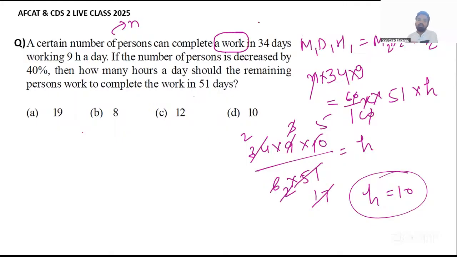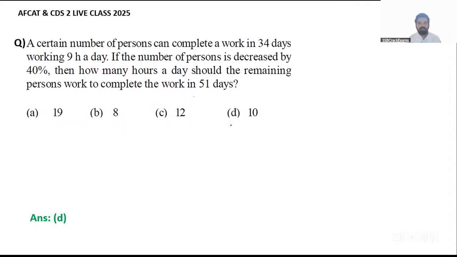So what I did is suppose the number of persons was n. The persons have decreased by 40%, so it will be 60% of n. It is 60 upon 100 times the n. In the first case, days were 34, in the second case, days were 51, and hours in the first case were 9. We need to calculate the h. Okay, so option number D is correct.